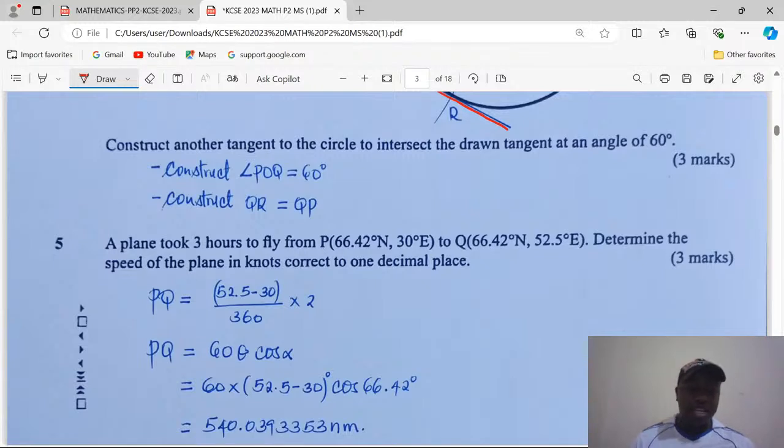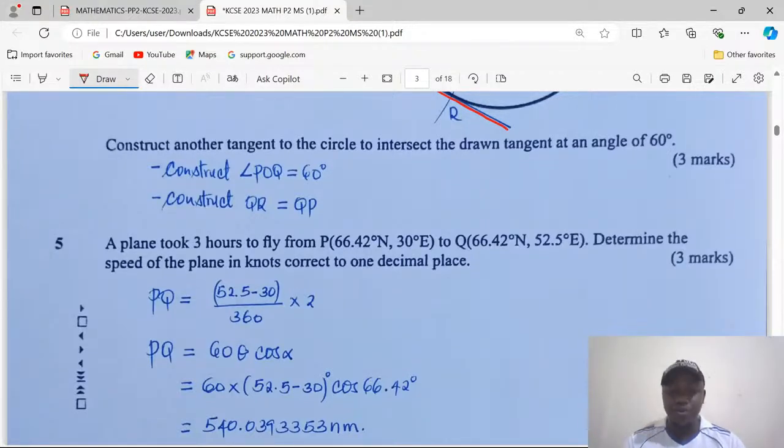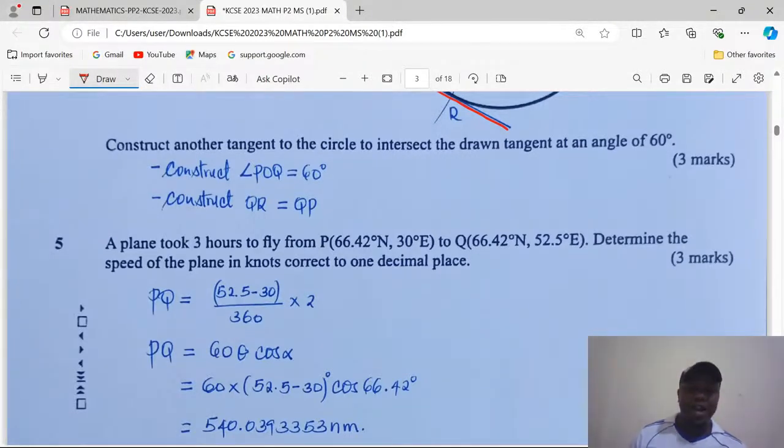Okay, let's continue learning together. Number 5. A plane took 3 hours to fly from P, which is 66.42 degrees north, 30 degrees in the east, to Q, 66.42 degrees in the north, 52.5 degrees in the east. Determine the speed of the plane in knots, correct to 1 decimal place. Very special instructions. The speed must be in knots and to the accuracy of 1 decimal place.